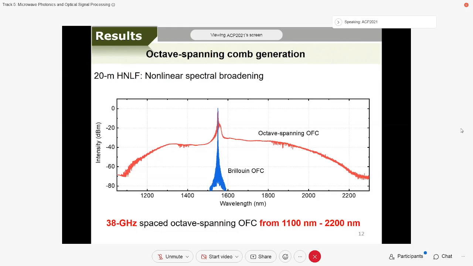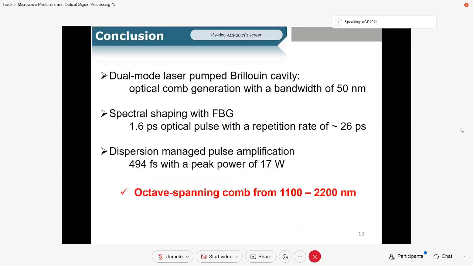In conclusion, we propose a novel method to generate an octave spanning optical frequency comb. A dual-mode laser pumped breathing cavity is used for optical comb generation with a bandwidth of 50 nanometers. Assisted by the FBG, spectral shaping is accomplished to obtain a 1.6 picosecond optical pulse with a repetition rate of 26 picoseconds.